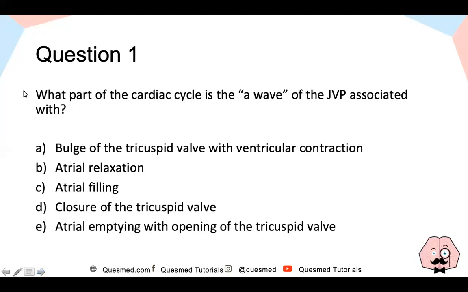Okay, so we'll start with question 1. What part of the cardiac cycle is the A wave of the JVP associated with? Is it A, the bulge of the tricuspid valve with the ventricular contraction? Is it B, atrial relaxation? Is it C, atrial filling? Is it D, closure of the tricuspid valve? Or is it E, atrial emptying with opening of the tricuspid valve?